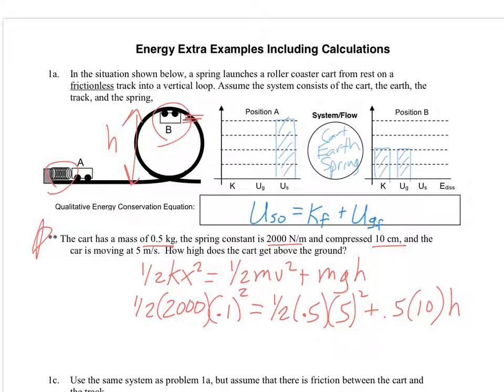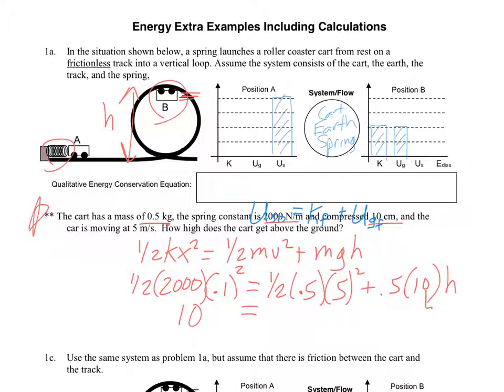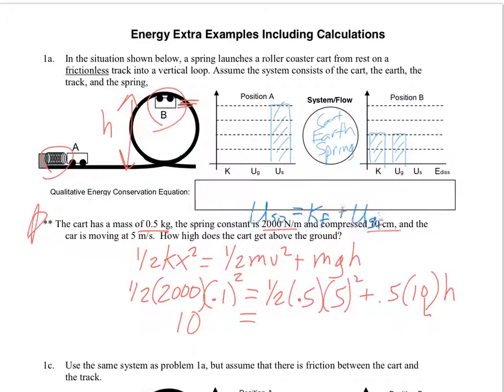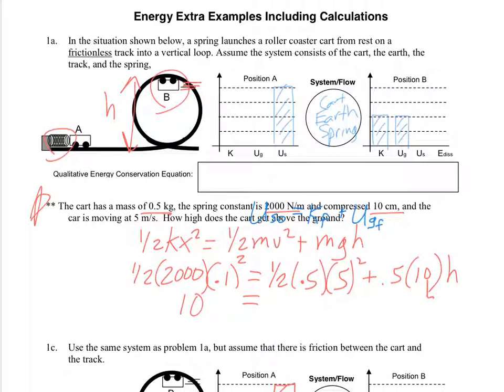So when you go to your calculator and punch in 0.5 times 2,000 times 0.1 squared, you get 10. So your cart-Earth-spring system had 10 joules of energy when it started. So at the end, in position B, it's going to continue to have 10 joules of energy.